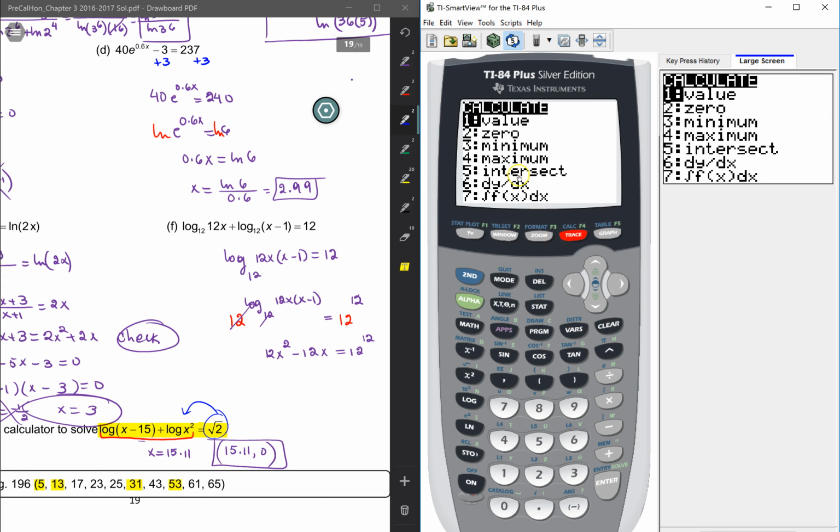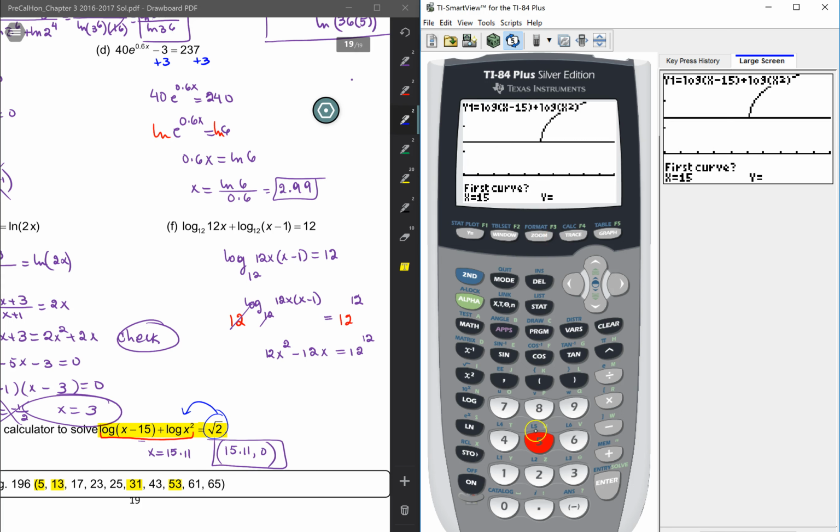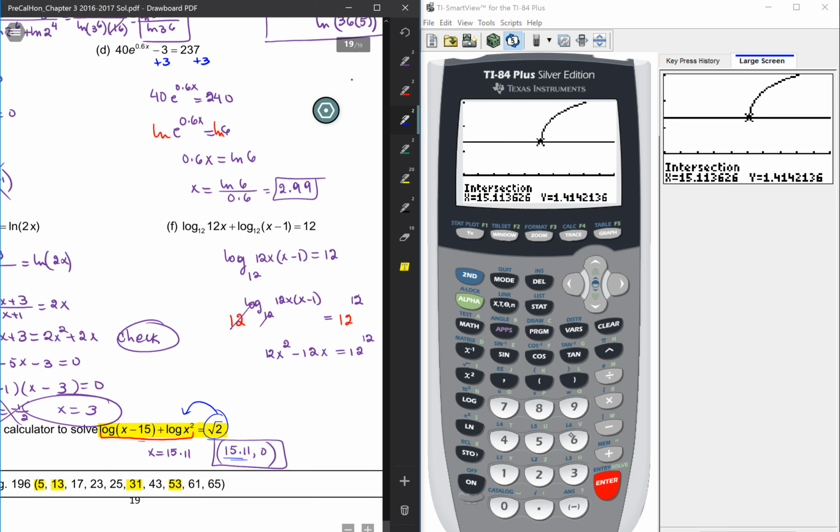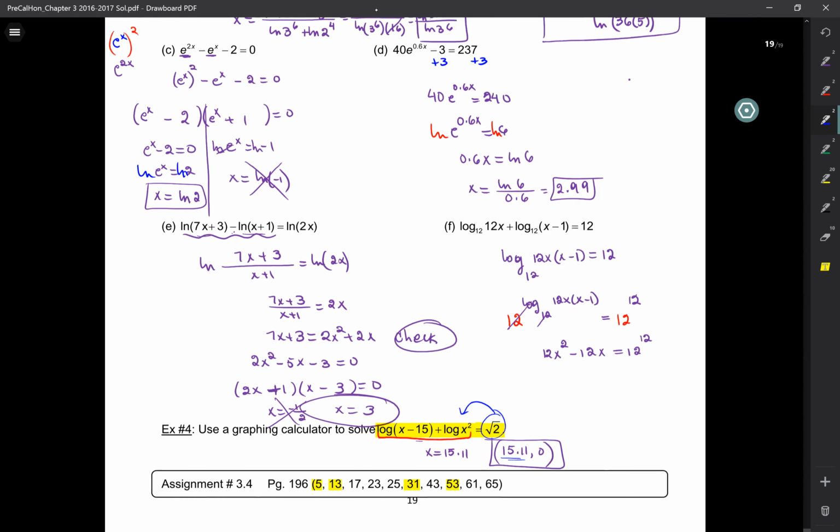All right, so let's see where they do cross. Second calc. Now I want the intersect feature. So number 5. Is this the first curve? Yes. Is this the second? Well, let's see where the first curve is. There. Yes. Is this the second curve? Yes. Guess. Sure. And there you have it at 15.11, right? And again, you want the x value from there. X equals 15.11. All right, everybody. Again, the highlighted ones can be numbers where you can start off. And I will see you in class.